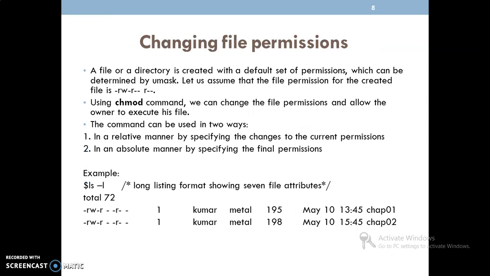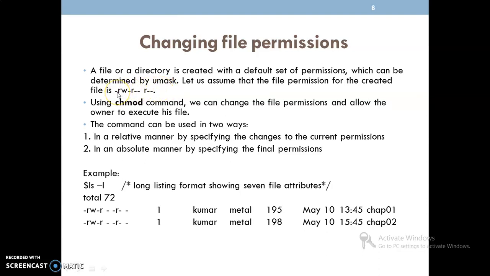Then changing the file permission. Changing the file permission is nothing but this: every file or directory, when we create it, has a default set of permissions assigned by the system, which can be determined by using umask. There is one command we use in Unix. Let us assume these are the default permissions assigned for a particular regular file here. That is just we can find it.